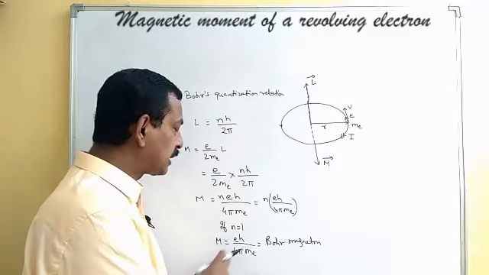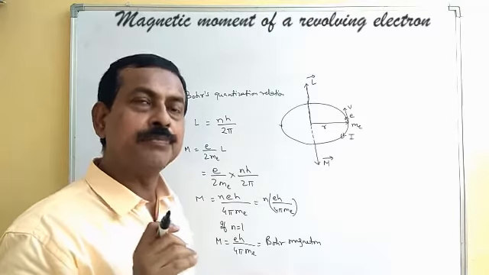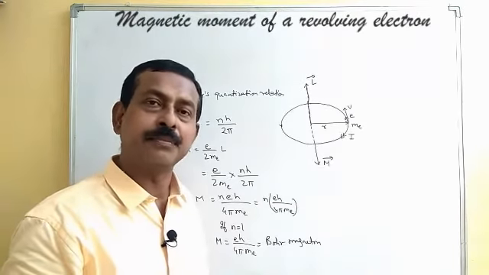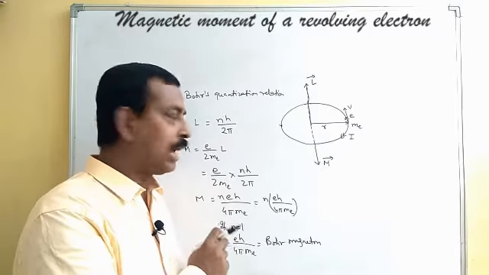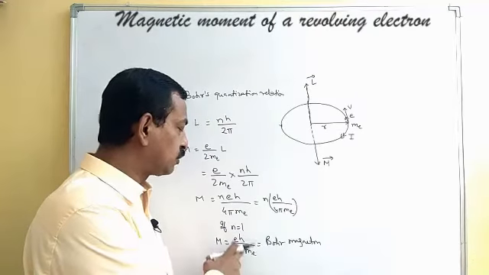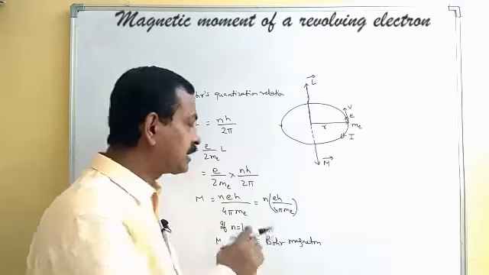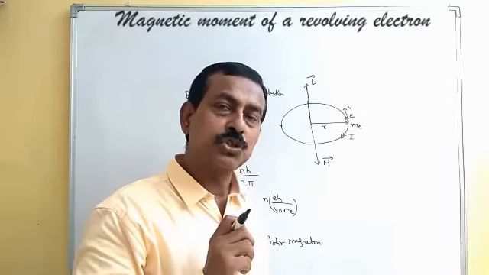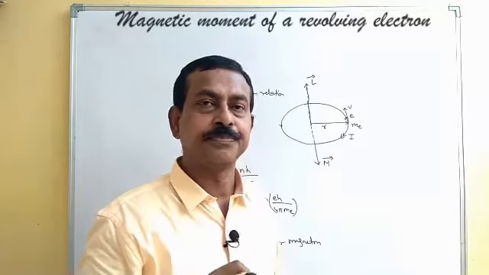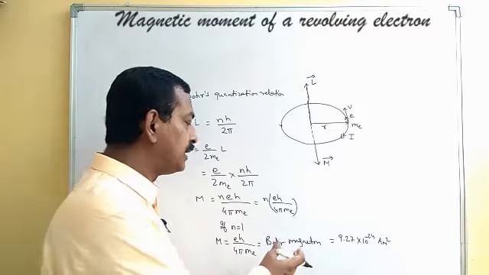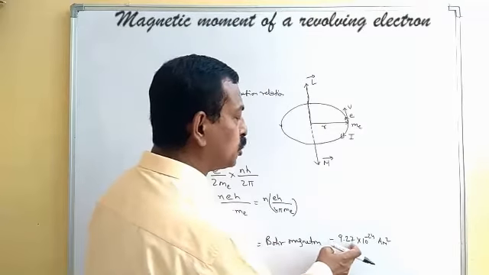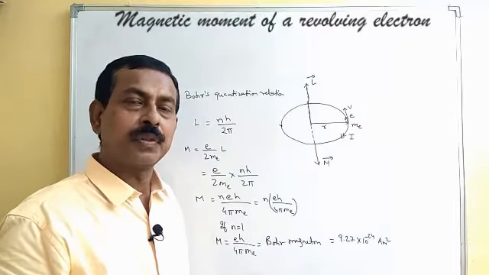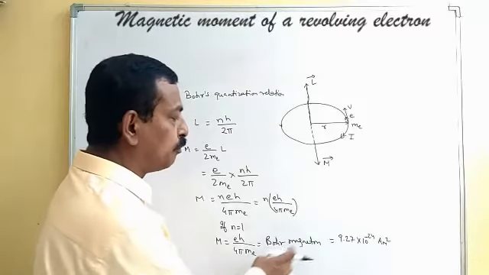This is basically the magnetic moment associated with the electron in the first orbit of the hydrogen atom, because we have taken n equal to 1, and if you consider the hydrogen atom, you will get this relation. So this is the magnetic moment associated with the electron in the first orbit of the hydrogen atom. And if you consider its value, the Bohr Magneton has the value 9.27 into 10 to the power minus 24 ampere meter square. So this is the value of the Bohr Magneton.